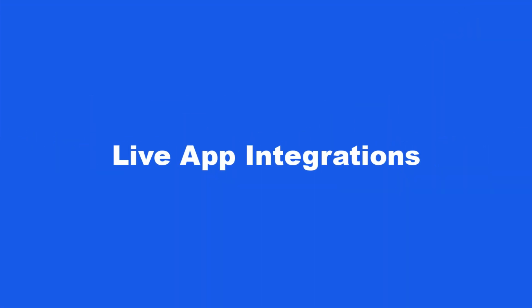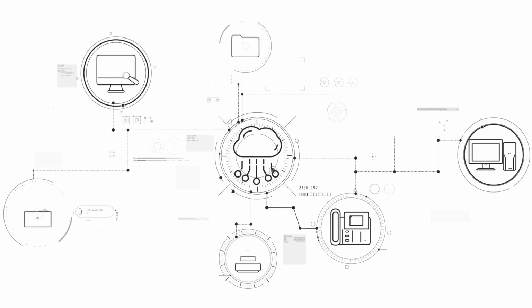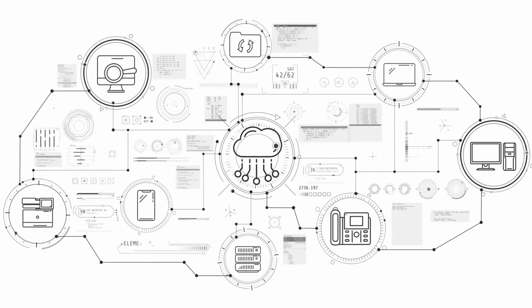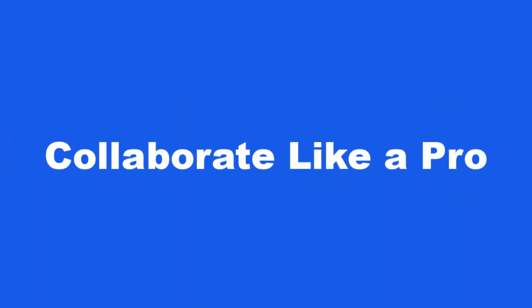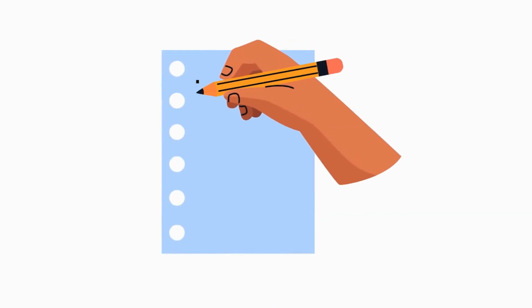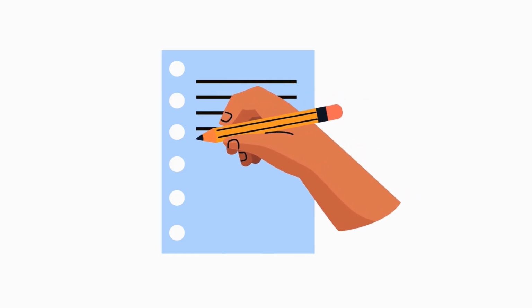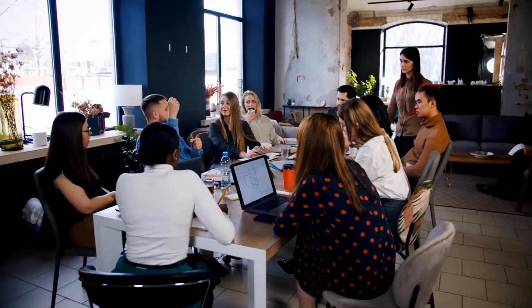Live app integrations. Pull live data straight from Meta Ads, Google Analytics, YouTube, and others. Your data updates itself like magic. Collaborate like a pro. Comments, checklists, due dates, and permissions for every row and column. Your team stays in sync without the chaos.